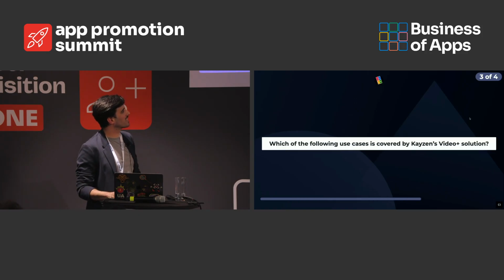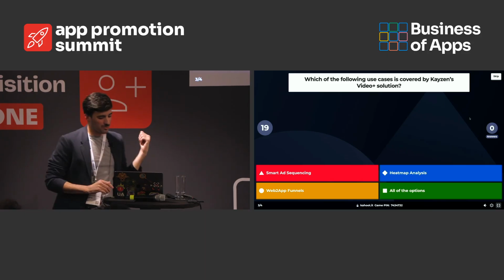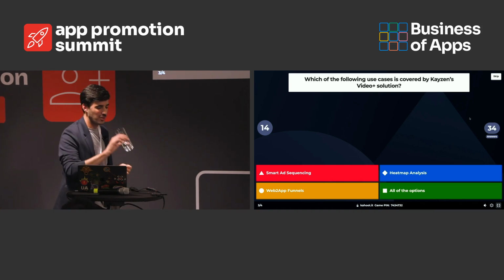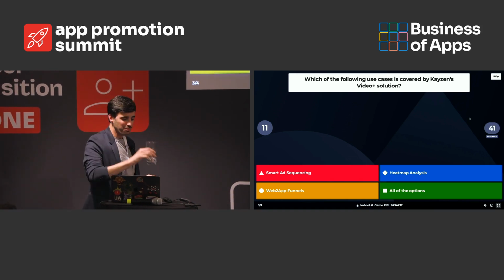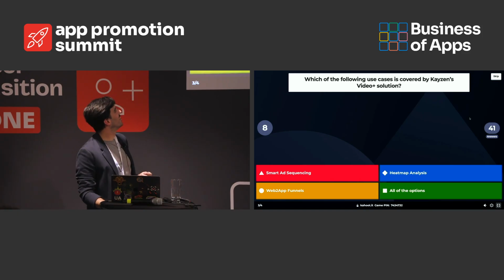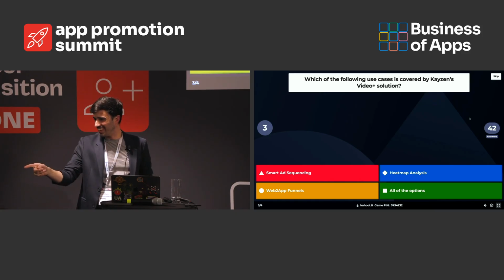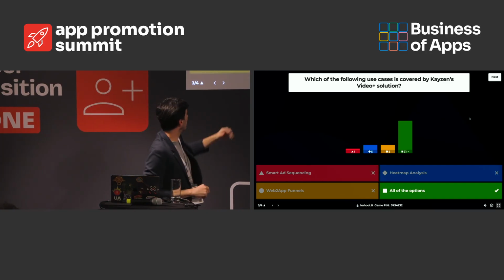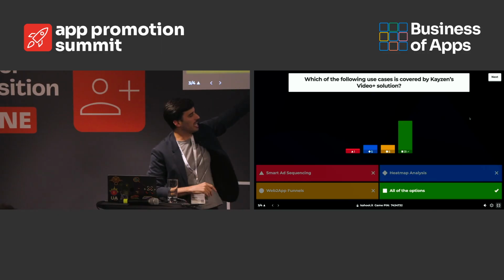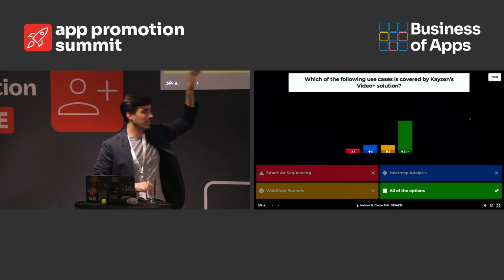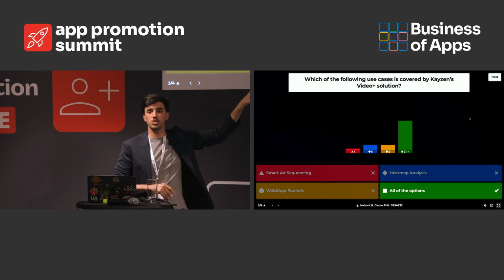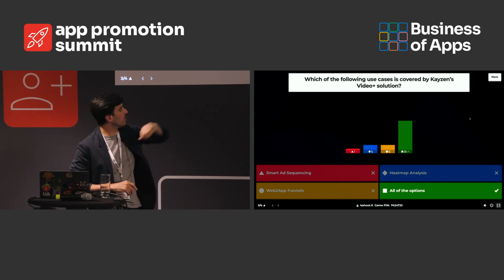Which of the following use cases is covered by Kayzen's Video Plus solution? Smart ad sequencing, heat map analysis, web to app funnels, all of the options. Are you guys playing? Very good. All of the options, right? We saw smart ad sequencing. We saw how we did that. Heat map analysis was actually the first use case that I shared. And then web to app funnels: for example, you can integrate your web landing page into the interactive end card. So all of the options is the right answer.